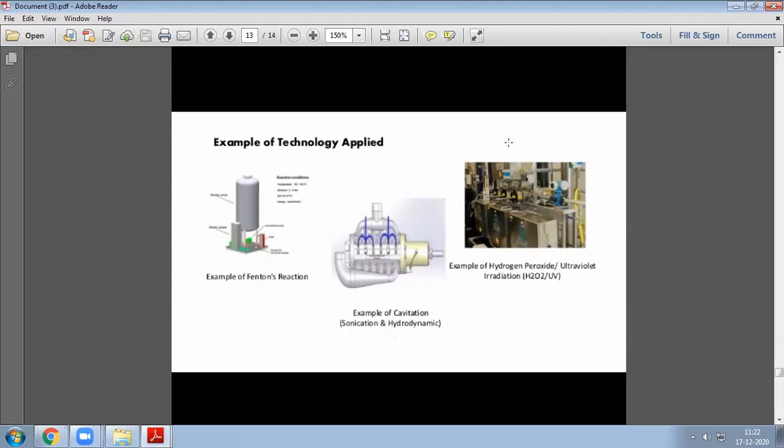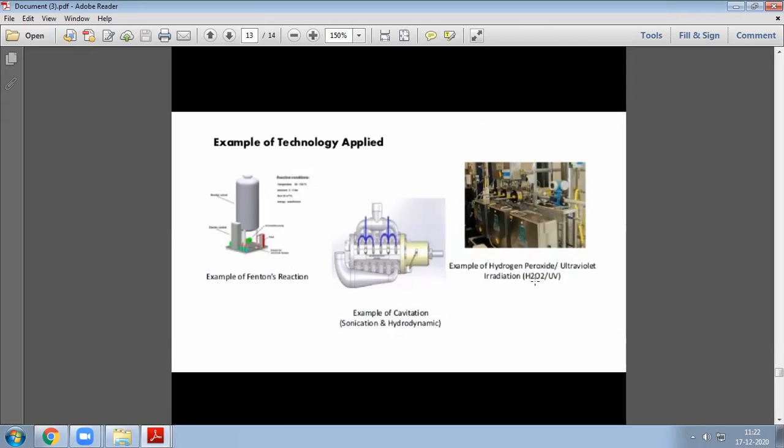You don't have to study all these things. Just mention these words and all. Cavitation, how it looks, because this is used in practice actually. Hydrogen peroxide and UV is in use, because they have to generate this UV light, right? So this is some technology they are adopting.